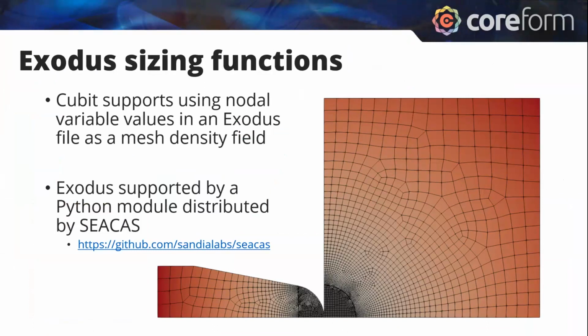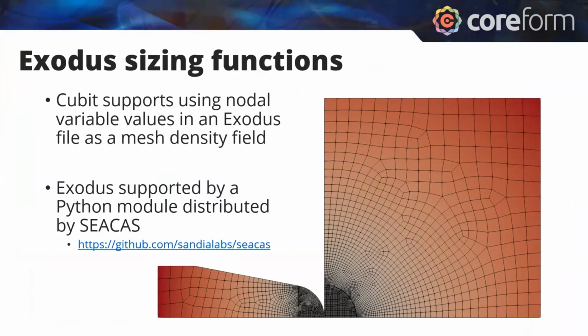And Cubit supports bringing in a mesh file that has at least nodal variable values. It might even be able to take in element variable values, but it can read those as a field that we then say, I want this field to be used as a mesh density field. And you can scale it from a minimum value to a maximum element value.